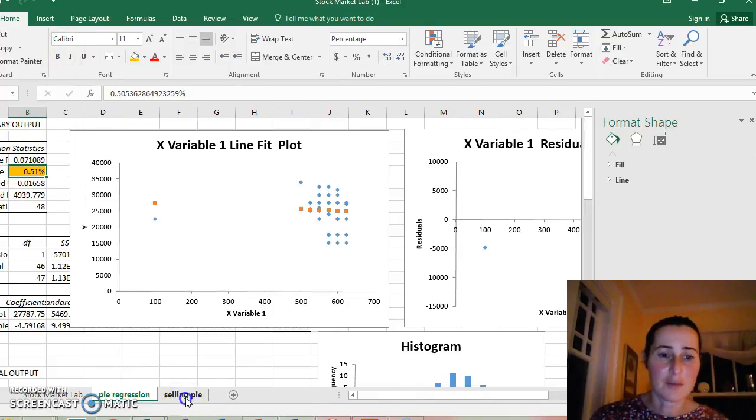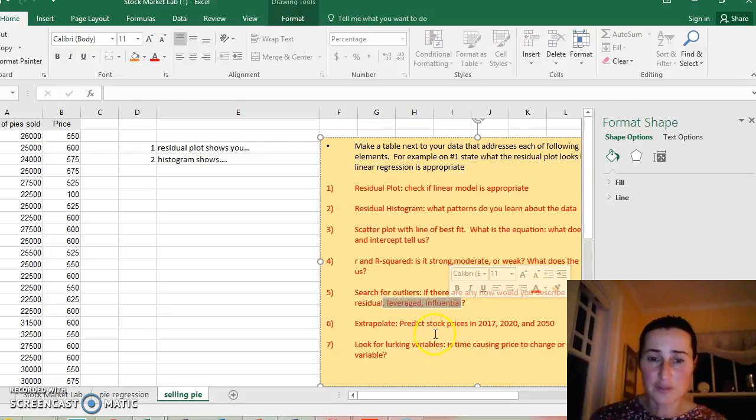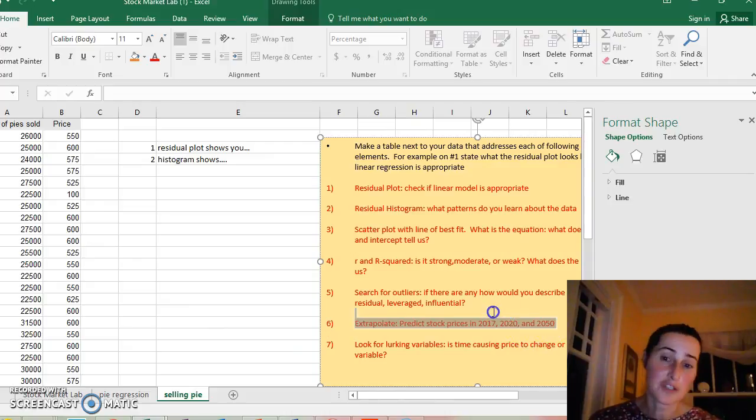So I would also talk about that when I got to number 4. When I got to number 5, look at that outlier, describe it. Do you think it's leveraged or influential? Then I'm going to extrapolate. I'm going to plug these values. That was actually just for the stock market, so I won't actually plug these in for the pie, but what I would like you to do for the pie one is to actually choose some prices and see for those prices what sales you would expect, and then just think about the scenario for lurking variables. All of this you're going to write down. So you're just kind of doing a full analysis.